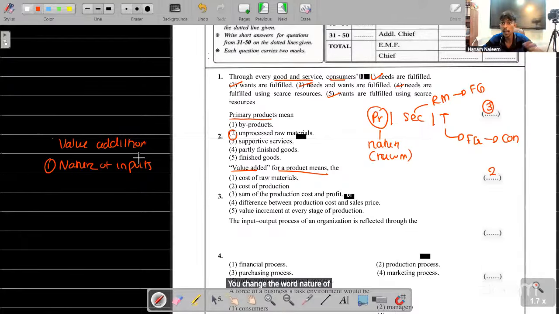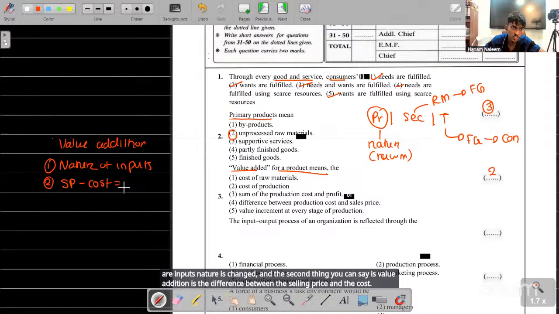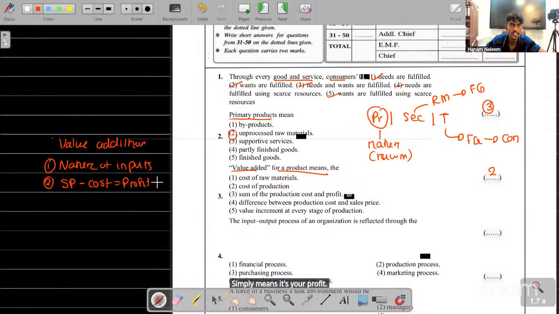Think about bread. Flour is converted into bread. So the nature of the input, which is flour, is made into bread. So the input's nature is changed. And the second thing you can say is value addition is the difference between the selling price and the cost. Simply, it's your profit. That is what value addition means.